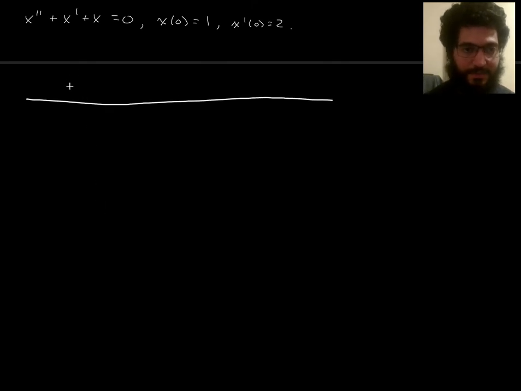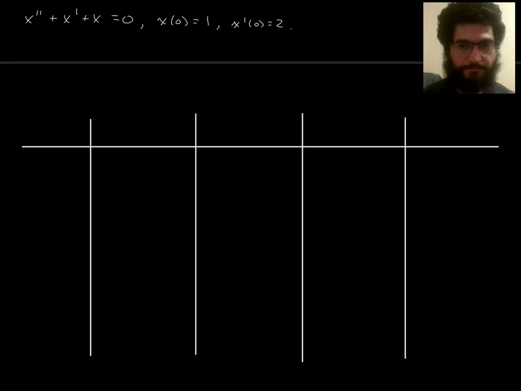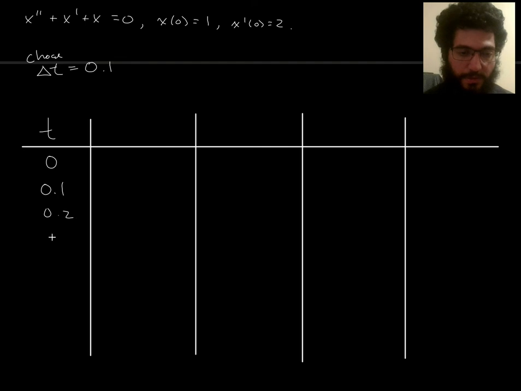So we have our different times, starting at time 0 here, where we have to choose a time step. So let's choose delta t equals 0.1 or something like that. So the times go 0, 0.1, 0.2, etc. Then we've got our different values of x, which we know the first one is 1. Then we've got our different values of x prime, which we know the first one, this time due to an initial condition. We know x prime at time 0. That's one of our initial conditions now, 2.